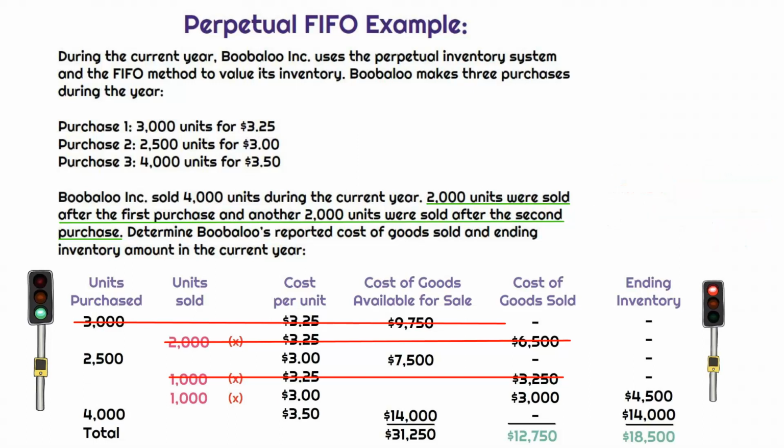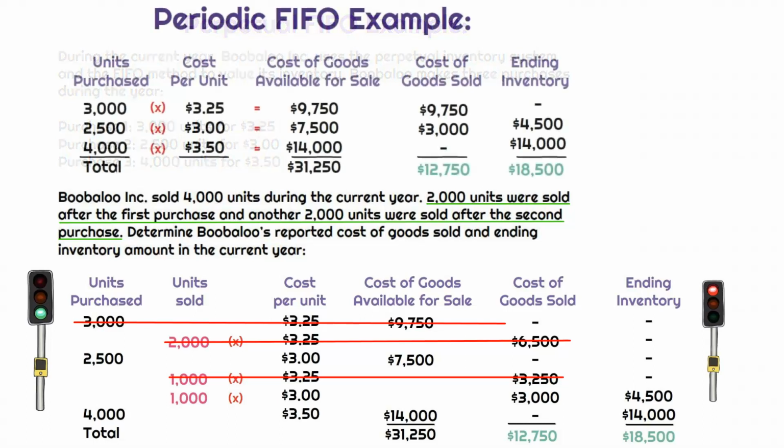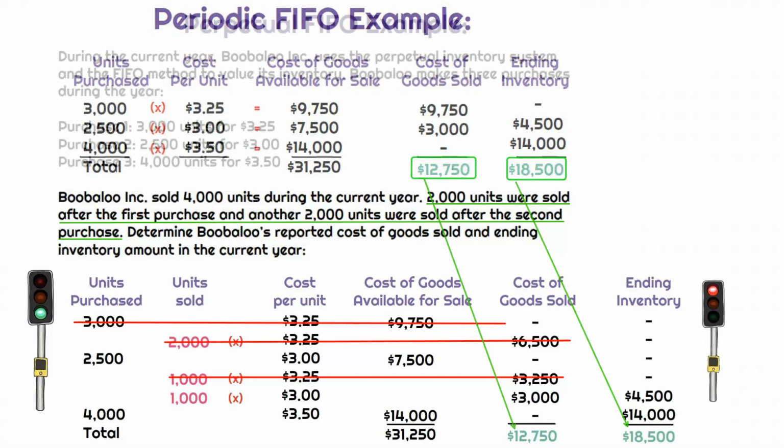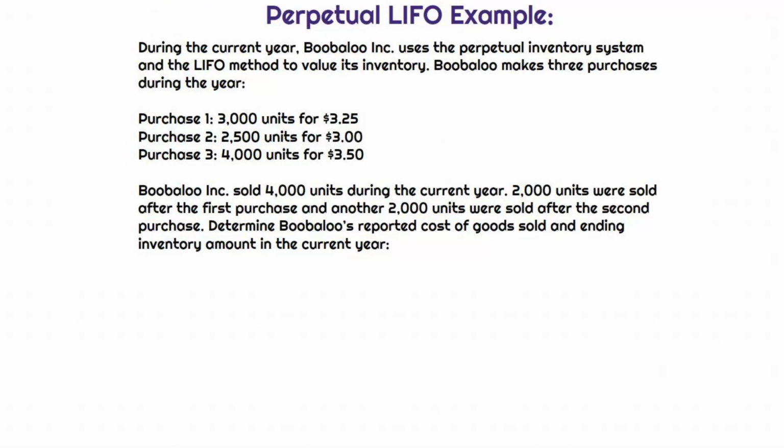But what do we know? Cost of goods sold for perpetual FIFO and ending inventory for perpetual FIFO are the same numbers that we used to calculate cost of goods sold and ending inventory under periodic FIFO. All I'm trying to say is that this is not going to change. So technically, you could use the periodic method for determining this on the exam. Okay, perpetual LIFO.